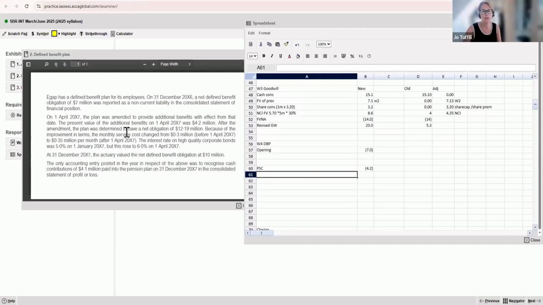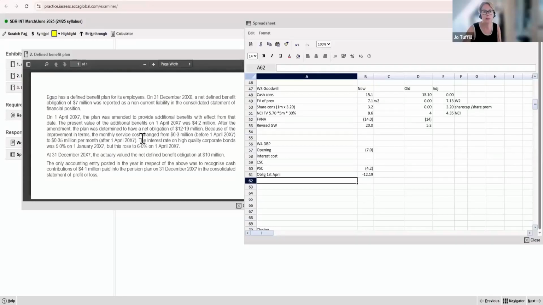So after the amendment, the plan was determined to have a net obligation of 12.9 million. So after the amendment, there's an obligation of minus 12.19 million. So to get there, we have to put in an interest cost and a current service cost to that date. So the obligation, you can put it in as the 1st of April.